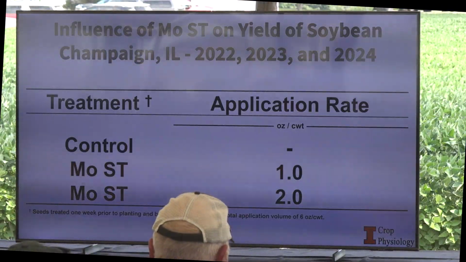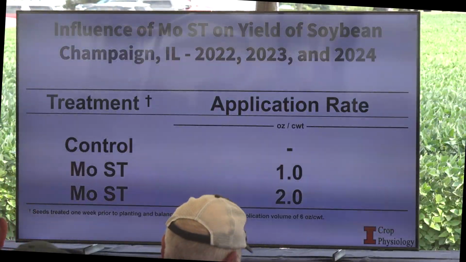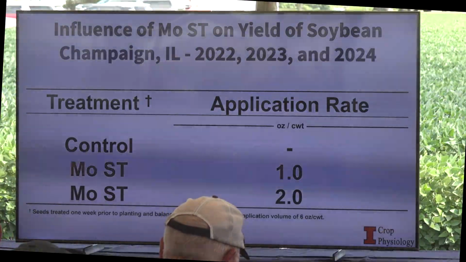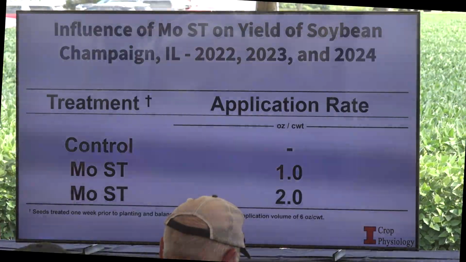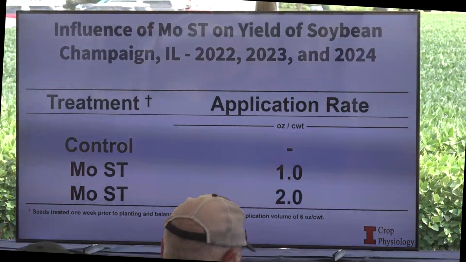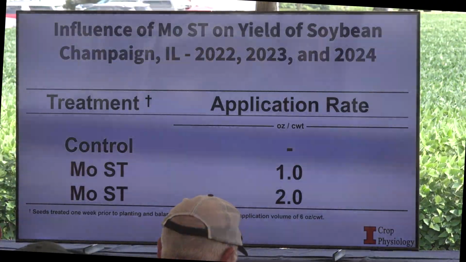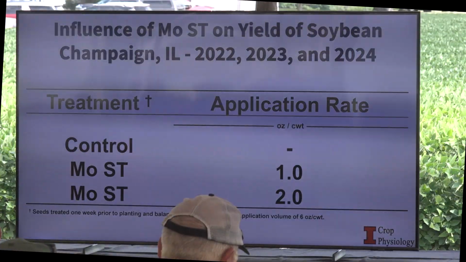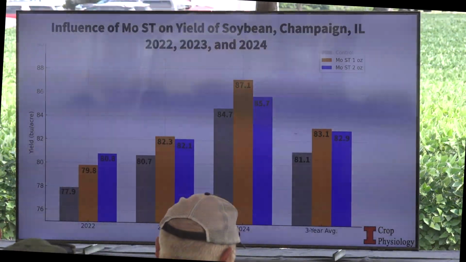So we tested two different rates of molybdenum, because we know that molybdenum can also cause some toxicity to Bradyrhizobium if you use it in higher rates. So we tested here 1 and 2 ounces per CWT, and what did we get? This trial was running here in Champaign in 22, 23, and 2024.